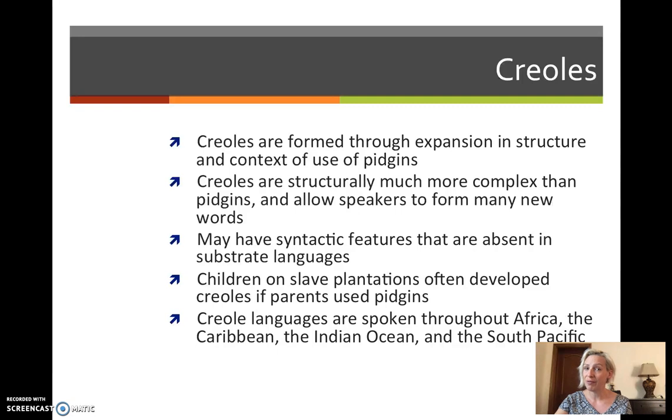And so this is very interesting from a linguistic point of view. How do creoles emerge? What does that mean for language acquisition? And I will tell you more about that in the next part of the lecture.